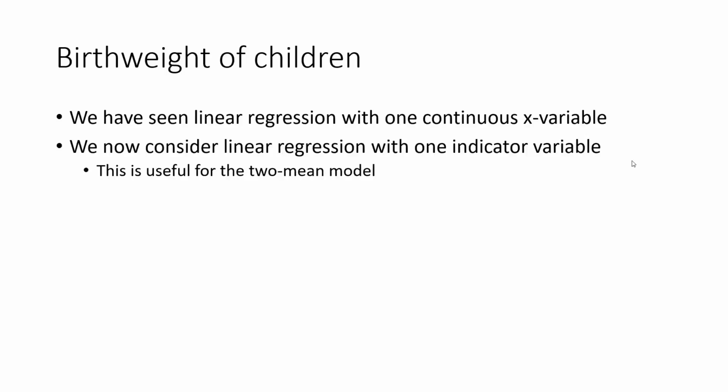So far we've seen linear regression with one continuous x variable, but x doesn't have to be continuous or nearly continuous. We now consider linear regression with one indicator variable that just distinguishes between 0 and 1, right? So x is 0 or 1. And this is useful because it results in the so-called two-mean model.